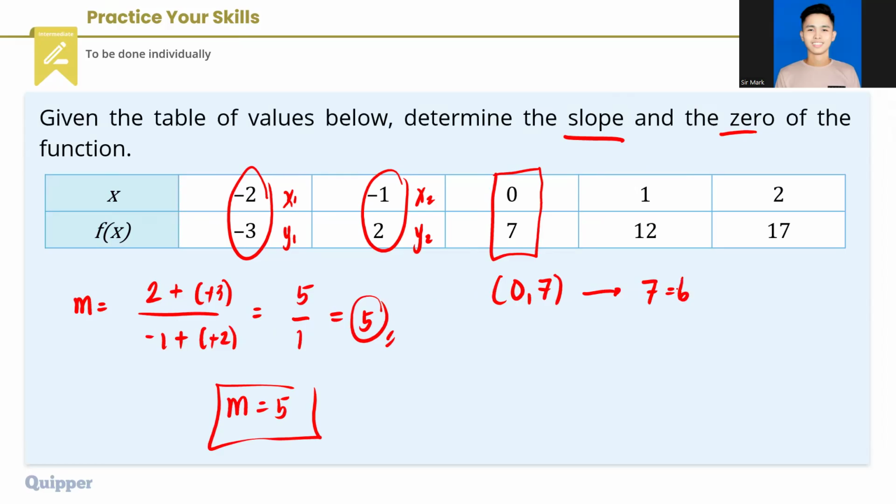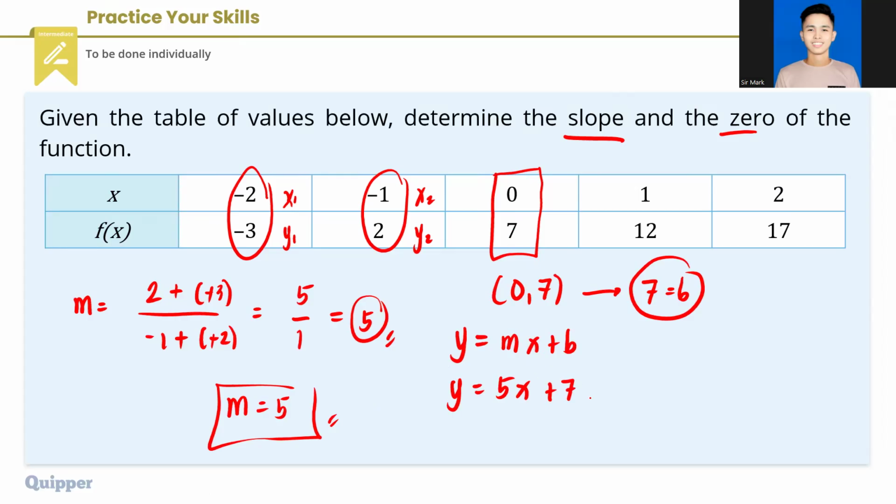7. This is our y-intercept. Why do we need the y-intercept? Because we need to produce this function, y equals mx plus b. Remember, m is the slope that we solved. So y equals the slope 5x. B here is the y-intercept. That is the y value when the x value is equal to 0. So we have positive 7.